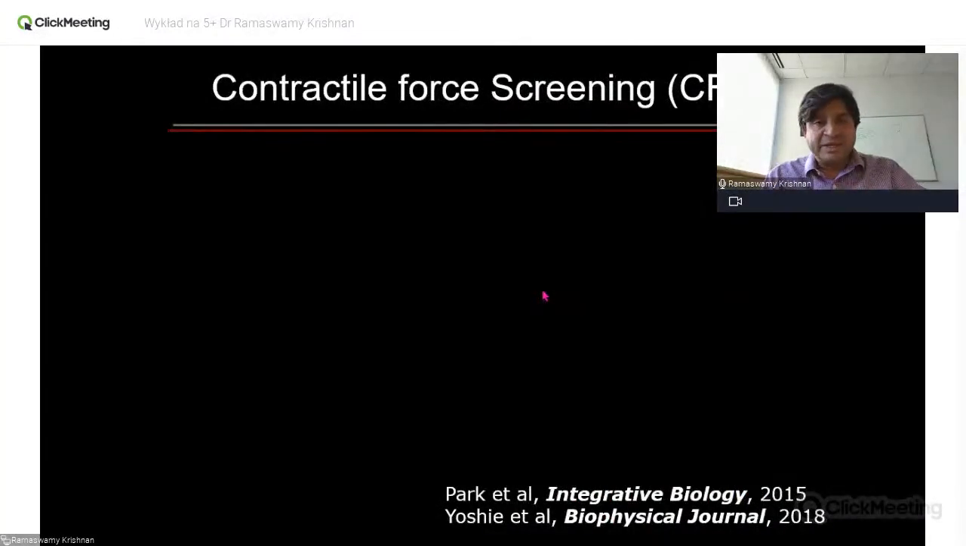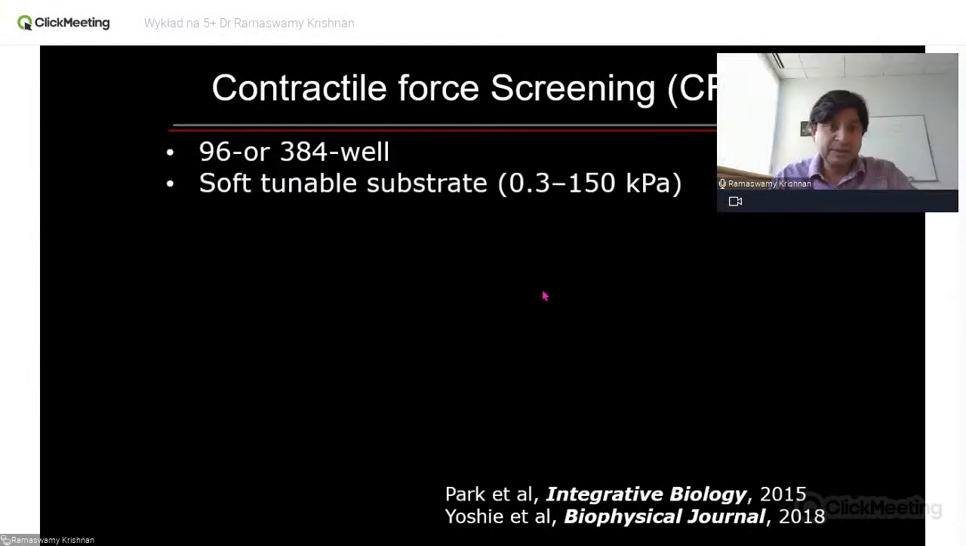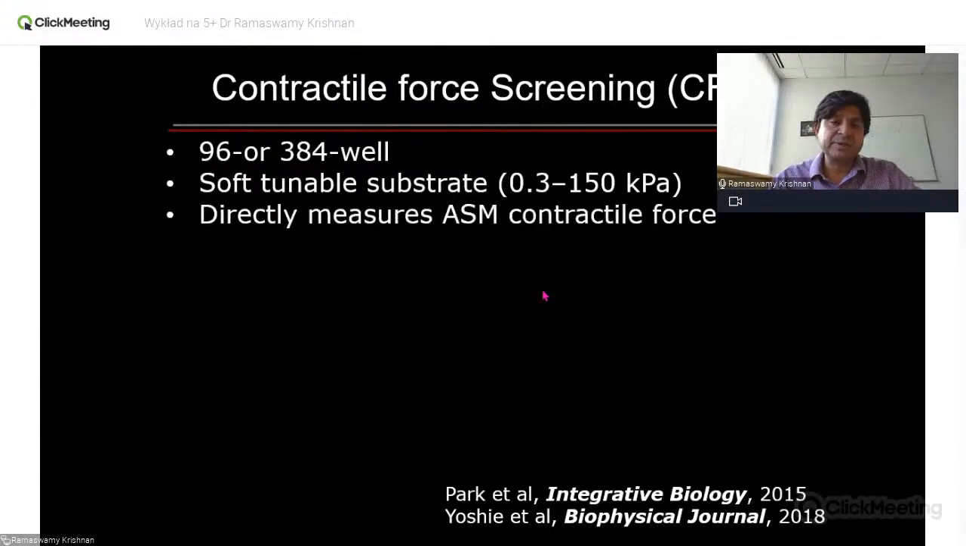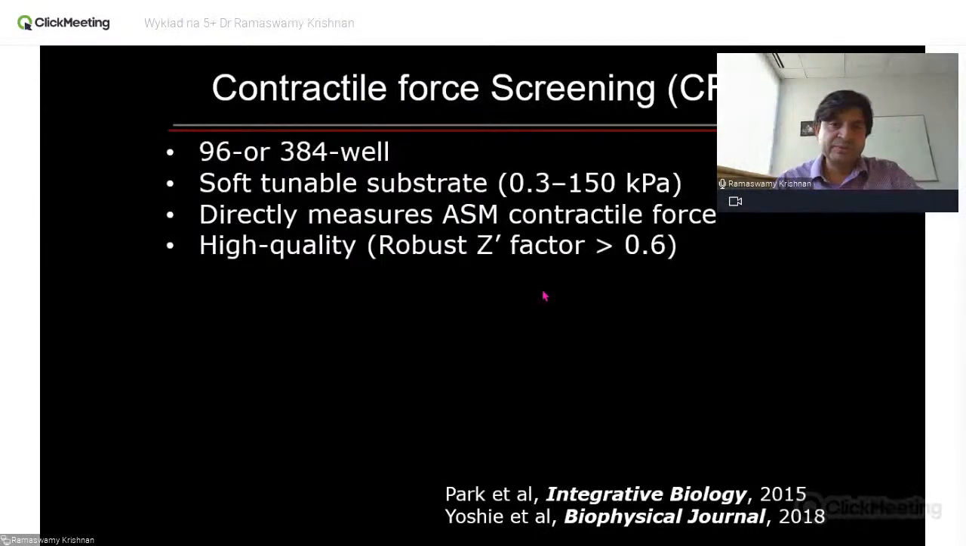To do that, we developed this method called contractile force screening. This method is fast, using 96 or 384 well plates. You can run them simultaneously. It uses physiological stiffness substrates. I'll come back to this in a bit. You can directly measure force. And for those in the audience who are statistically inclined, the assay is of high quality. There is a standard statistical number called the robust Z prime factor. Anything greater than 0.5 is considered a good quality reproducible assay, and we exceed that.